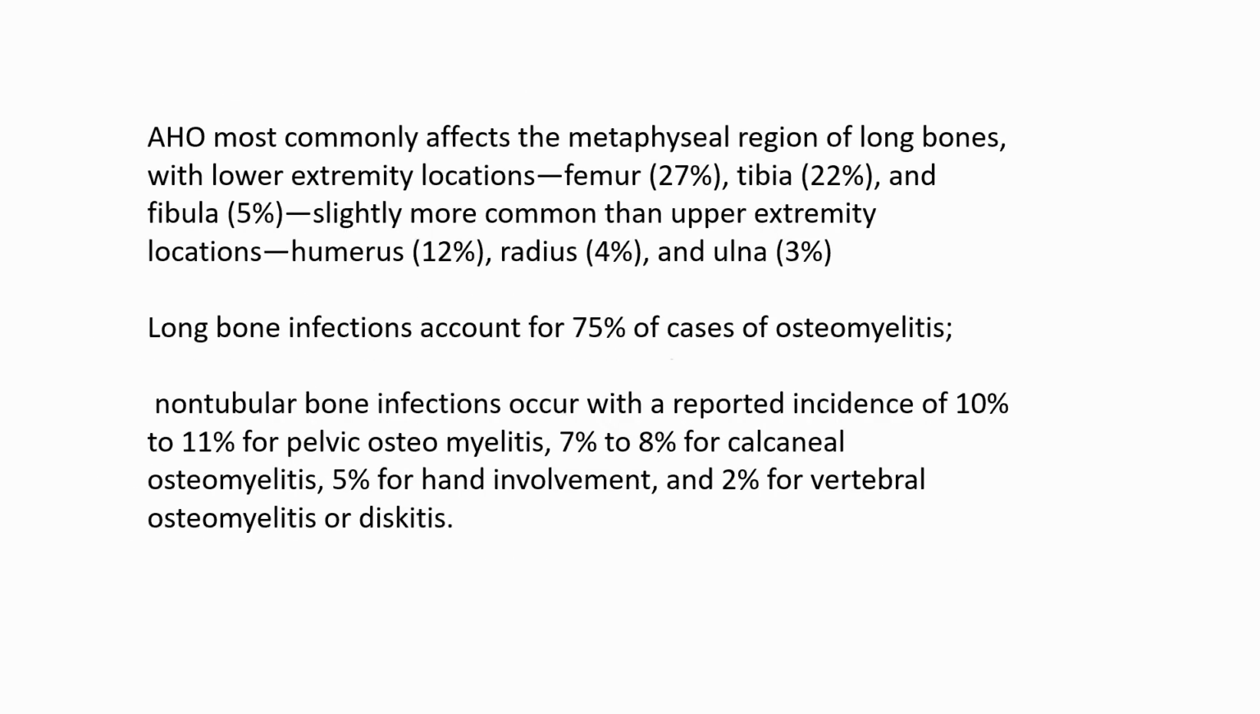So acute haematogenous osteomyelitis most commonly affects the metaphyseal region of long bones, with lower extremity locations slightly more common than upper extremity locations. Femur accounts for around 27%, tibia 22%, and fibula around 5%. The upper extremity locations are humerus, radius, and ulna. Long bone infections account for 75% of cases of osteomyelitis.